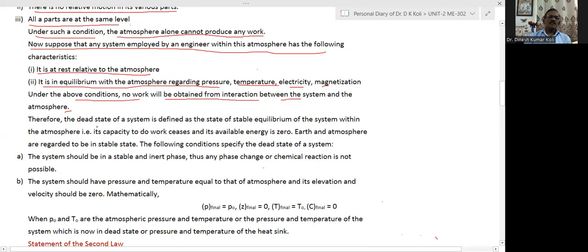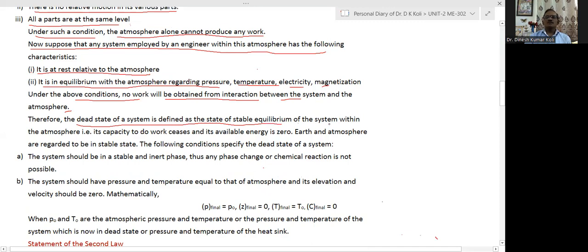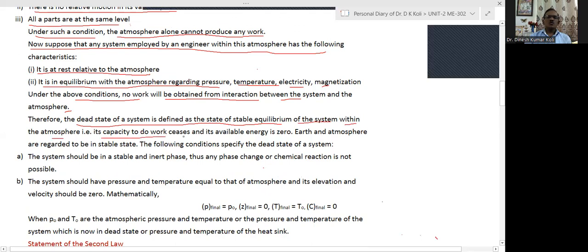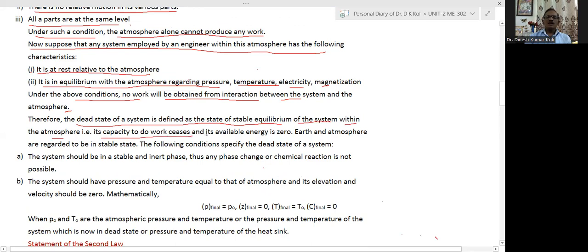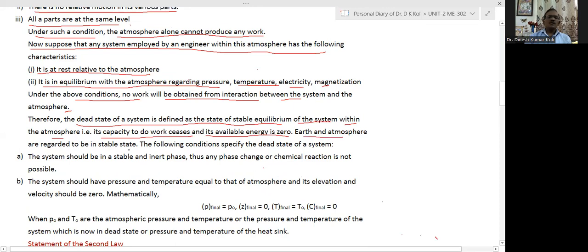Therefore, the dead state of a system is defined as the state of stable equilibrium of the system. The system will be in a state of equilibrium with the atmosphere. That is, its capacity to do work ceases and its available energy is zero. So Earth and atmosphere are regarded to be in stable states.